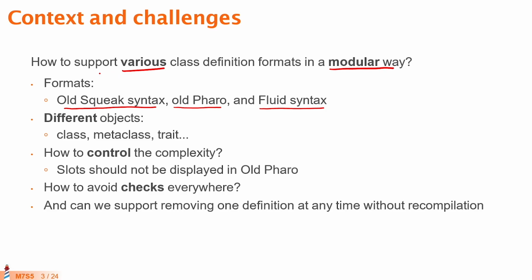In addition, we have various formats, but we have also various objects. This means that we have class, metaclass, traits, the class side of traits. And the key question there is how do we control this complexity? Because, for example, slot, first class instance variable, should not be displayed in old Pharo nor in Squeak, but they should be displayed in the fluid syntax. And the point of all this is how can we do that without having checks everywhere? And in addition, can we have a modular system where we can remove one definition at any time?